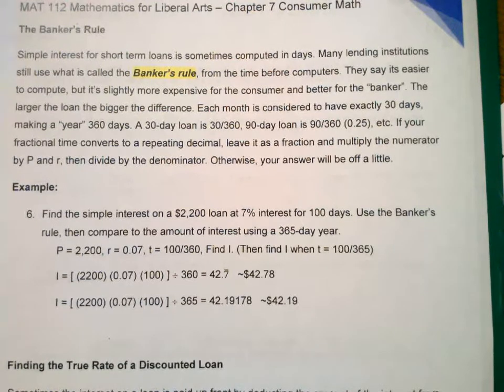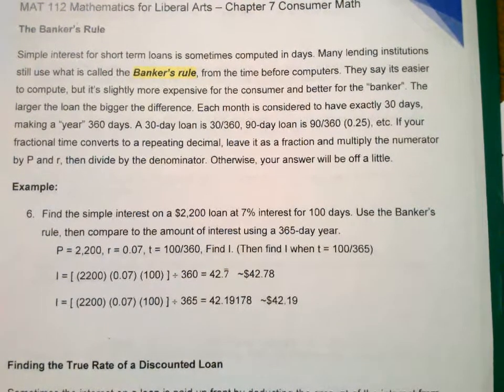compute their interest. They say it's easier to compute, but it's actually slightly more expensive for the consumer and better for the banker. So, there's no rush to change that. The larger the loan, the bigger the difference. Each month is considered to have exactly 30 days, making a year 360 days. So they think about a 30-day loan as 30 divided by 360. A 90-day loan is 90 divided by 360, etc.